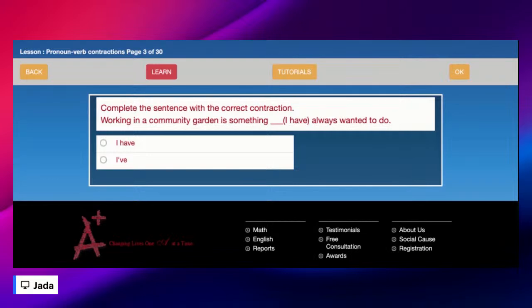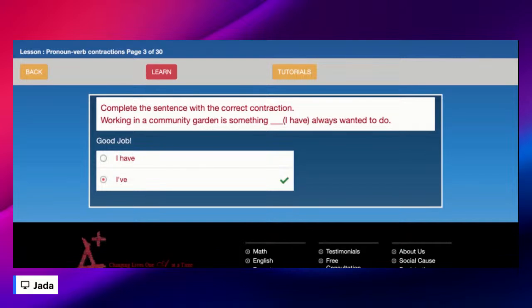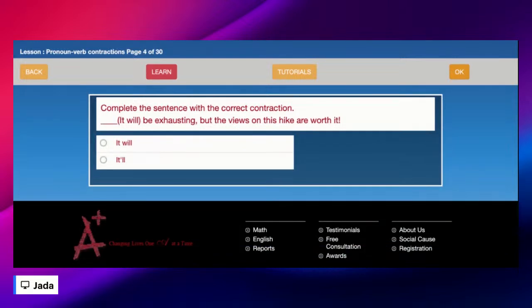Two as well. I have. Okay, so you guys, can you use any of the contractions you know? Make a sentence with any of the contractions and send it to me on the chat box.